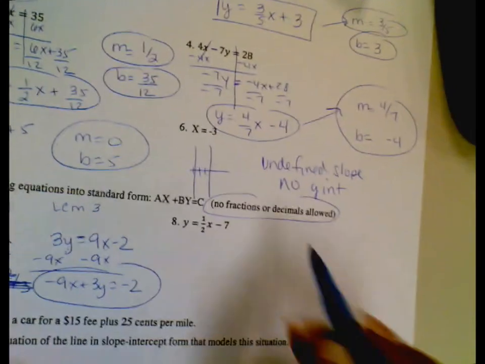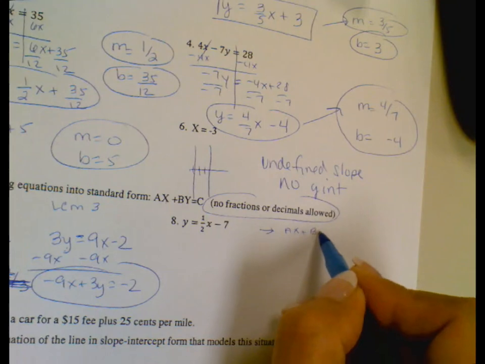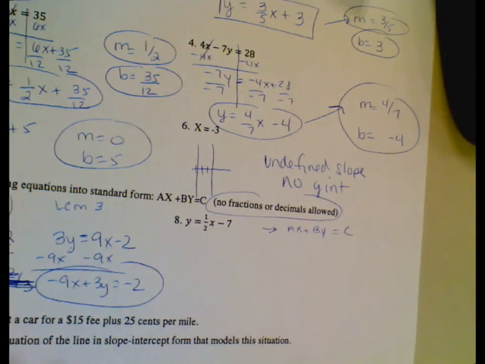That's standard form. My fault. My bad. So this is slope-intercept form. Your goal is to change it to this form: Ax plus By equals a constant.